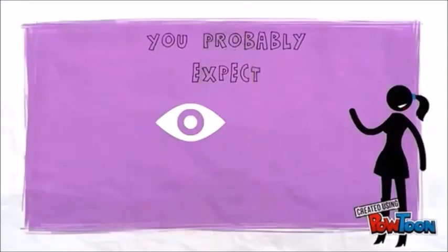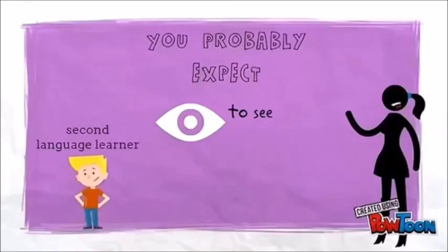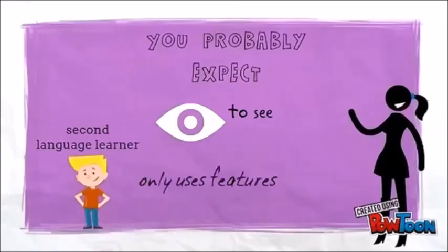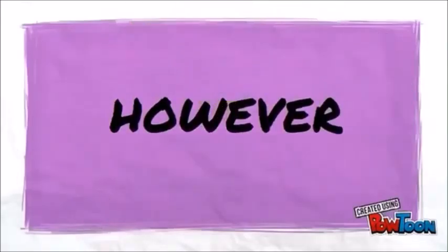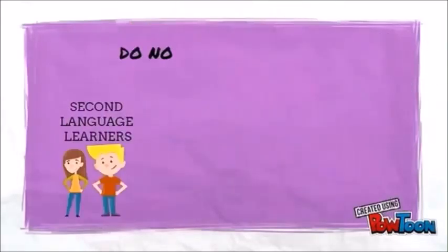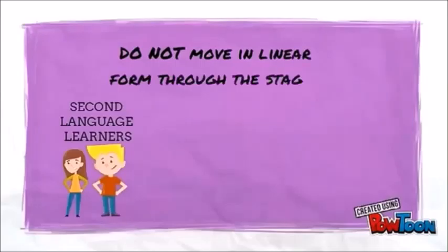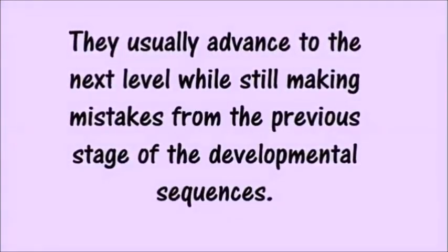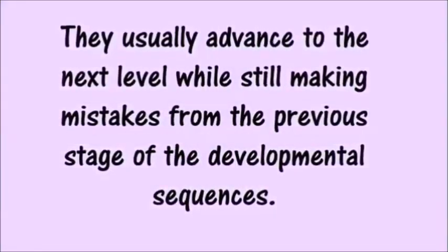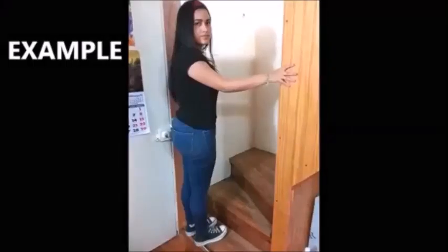You probably expect to see a second language learner only use features from the stage that he is in. However, second language learners do not move in linear form through the stages. They usually advance to the next level while still making mistakes from the previous stage of the developmental sequences. For example, it is like the movement of a person who is going up and down on stairs.